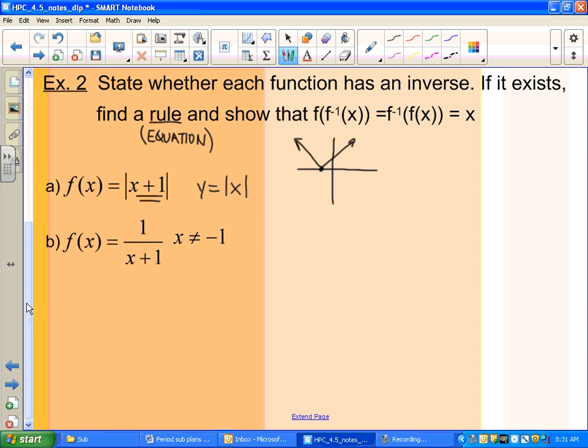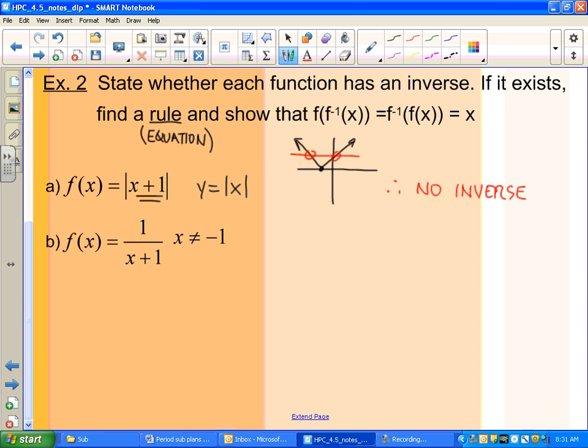Again, if I don't remember my parent function, safety net, put in a t-table of values, pick your own x's, find your y's, generate the graph, get a quick idea so that you can do your horizontal line test. And in this case, we recognize that I do not pass the horizontal line test, and therefore, I will have no inverse for this function.